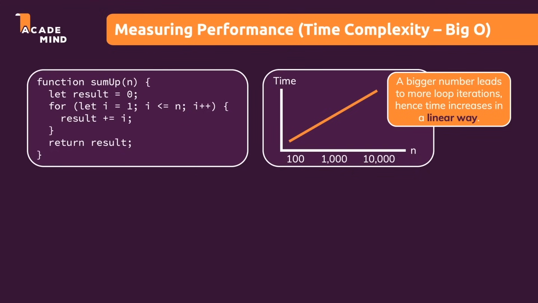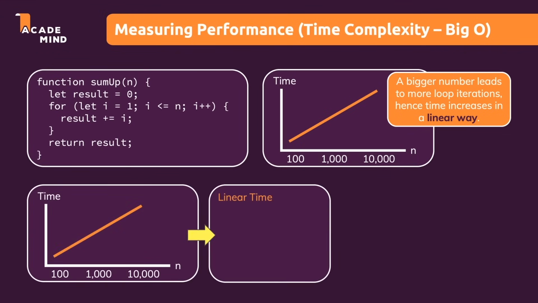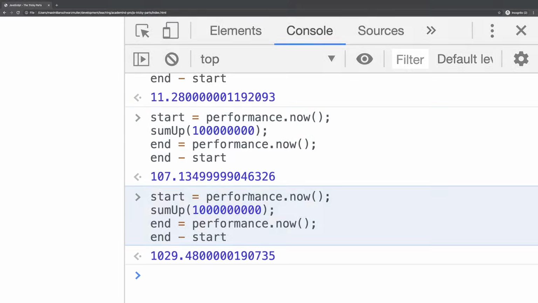Now, of course, not all algorithms in JavaScript take linear time. We saw this here, this linear time function, but we also sometimes have algorithms that take constant time, so where the number of inputs has no influence on the time this algorithm takes. And actually, I can show you an example for constant time based on that example we just saw.